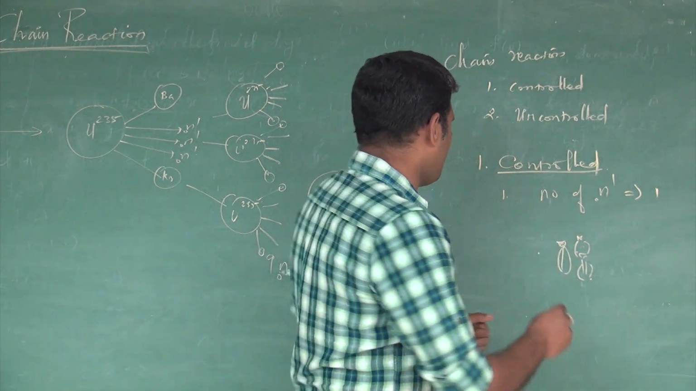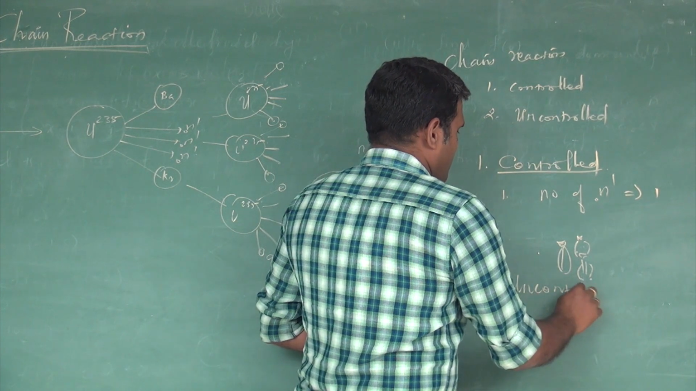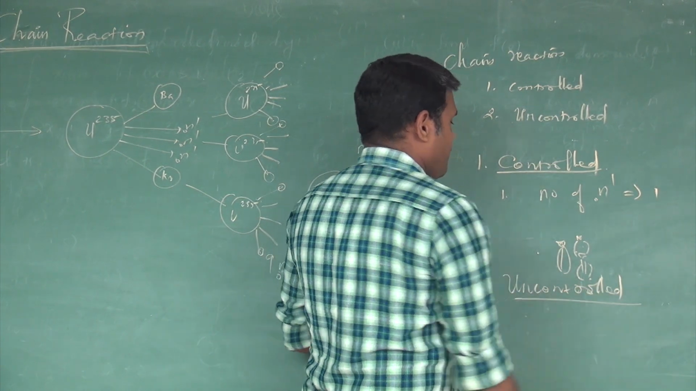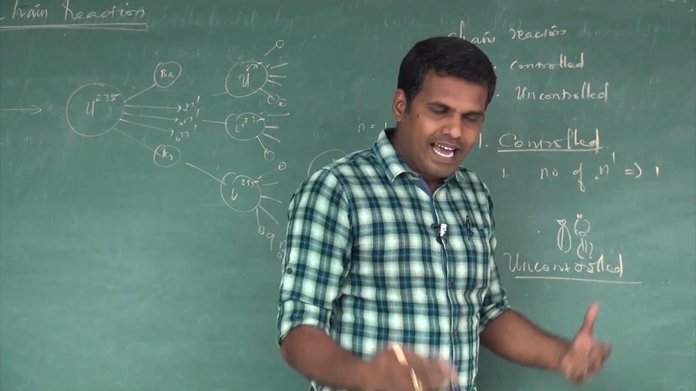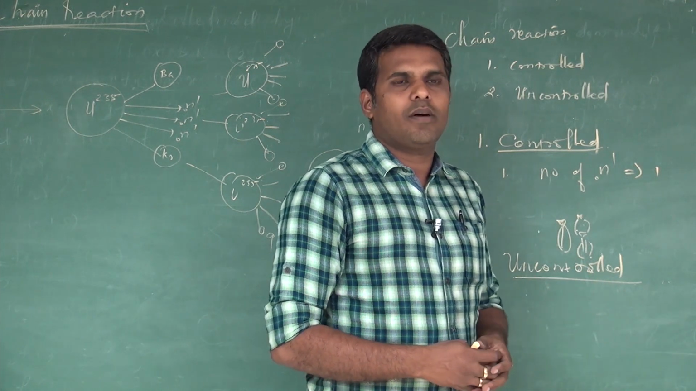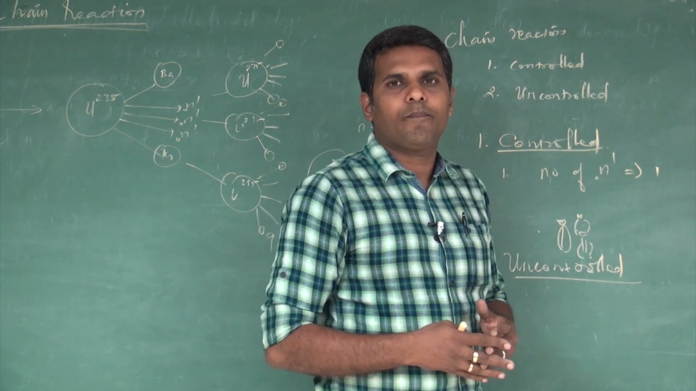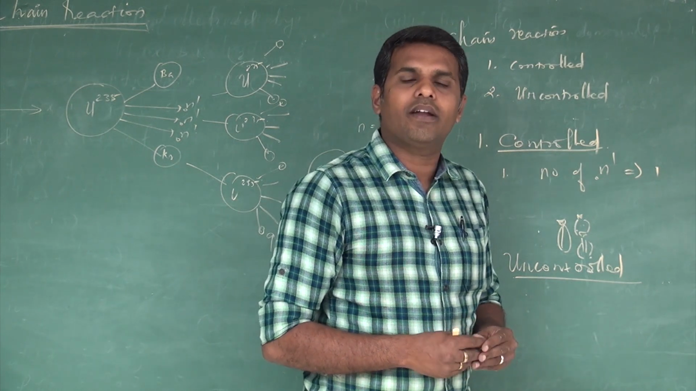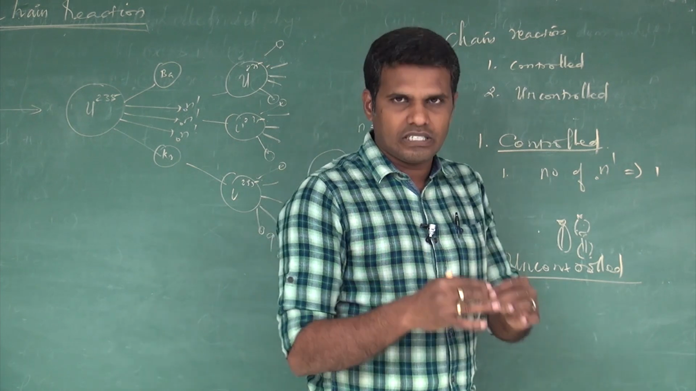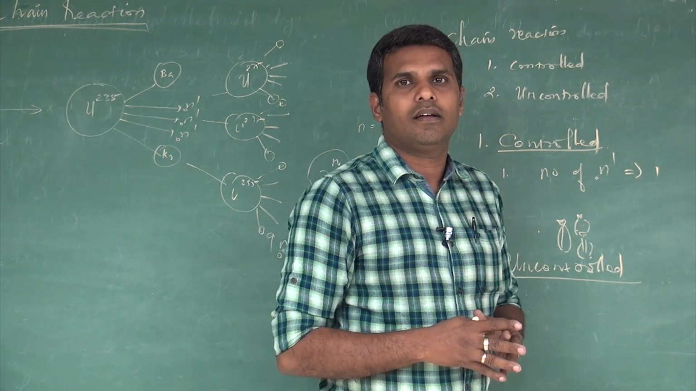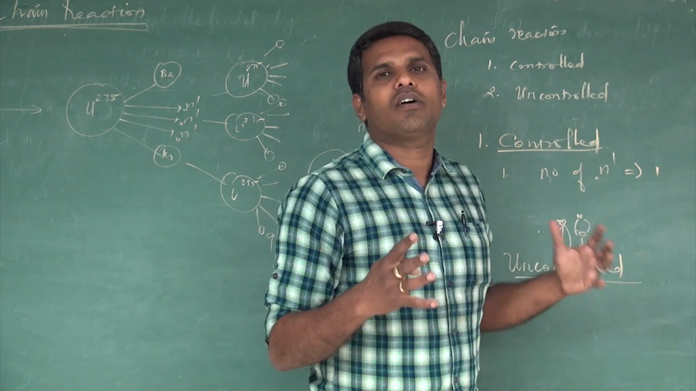What about uncontrolled fission chain reaction? In an uncontrolled fission chain reaction, all the neutrons produced will carry out further fission reactions. So the number of neutrons will be produced rapidly, and the fission reactions are also carried out very rapidly, and an enormous amount of energy will be released within a fraction of a second.